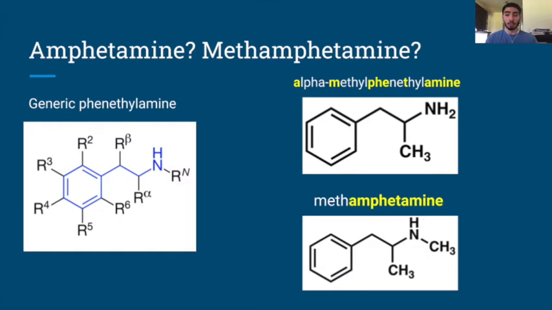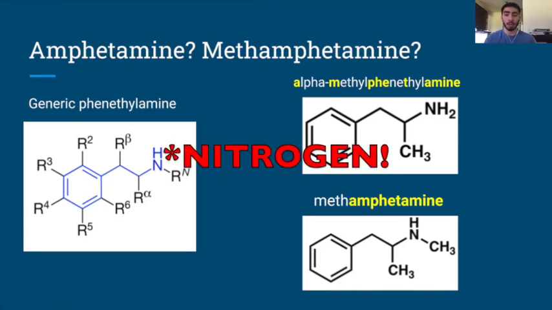So on the left, you can see the generic structure of a phenethylamine because it has the phenyl ring, the ethyl carbon chain of two carbons, then the terminal amine. And you can see the carbons are labeled alpha, beta, etc. And when you add a methyl group on the position of the alpha carbon, you get alpha-methylphenethylamine. You can see the letters highlighted in yellow. They make up the word amphetamine. That's where it comes from. And if you add an additional methyl group to the nitrogen, you get methamphetamine.